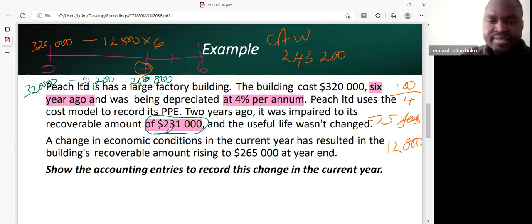Now we are told that the asset was revalued on that date from that figure to 231,000. Clearly, this is an impairment. The asset went down by how much? 268,800 minus 231,000. We have an impairment here. So in year 4, we impaired by 37,800.